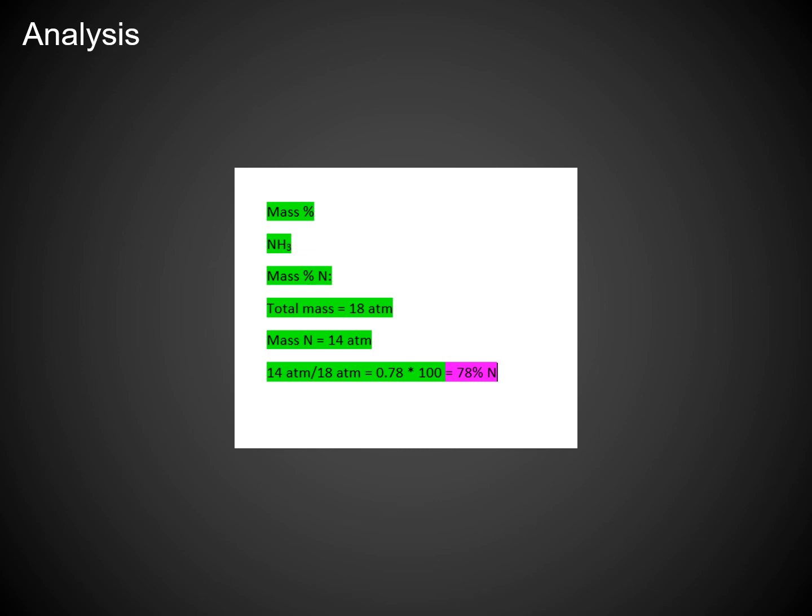Analysis questions. When considering the mass percent of an element within a chemical, this is how you should observe. So we have NH3. What is the mass percent of nitrogen in NH3? We know the total mass of NH3 is 18 amu. The mass of nitrogen is 14 amu. So if we take 14, the part, over the whole, 18 amu, we get 0.78. You multiply this by 100 to get a percentage, and come to the realization that NH3 is 78% nitrogen.